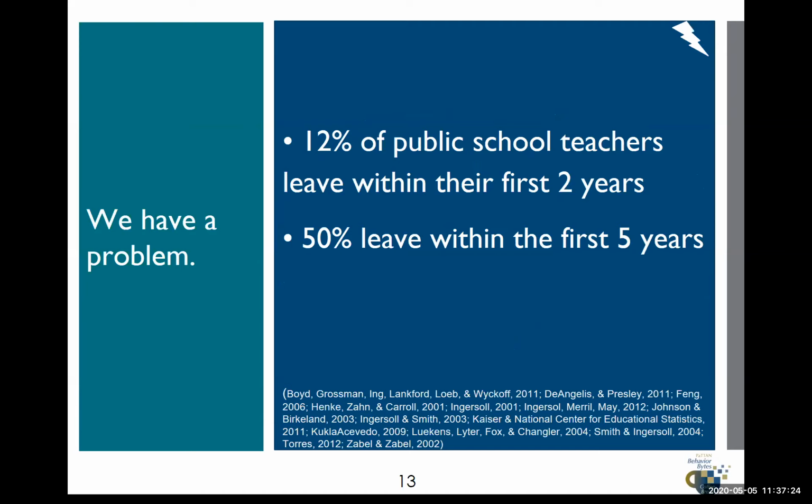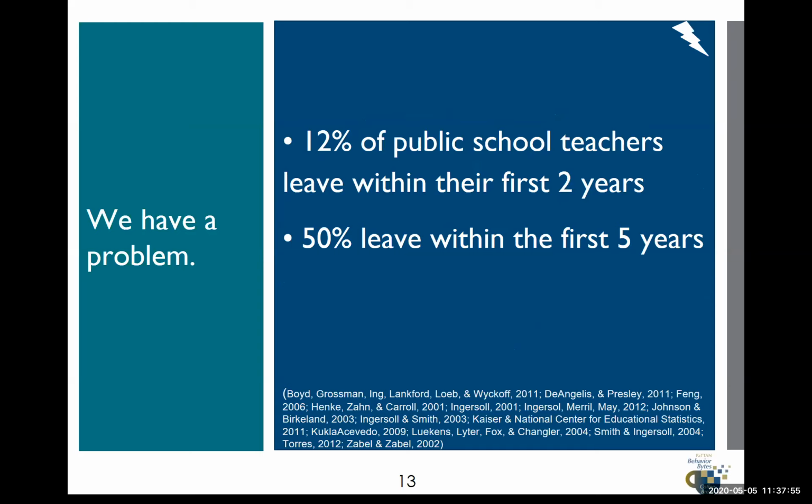Also looking at data, we do have a problem with maintaining teachers. When we look at several research studies, they're showing that roughly 12% of public school teachers leave the field within the first 2 years. So not just their building, but the field within the first 2 years. And 50% are leaving within the first 5 years. So if you've been an educator for more than 5 years, we want to thank you for sticking with it. I see smiles out there.